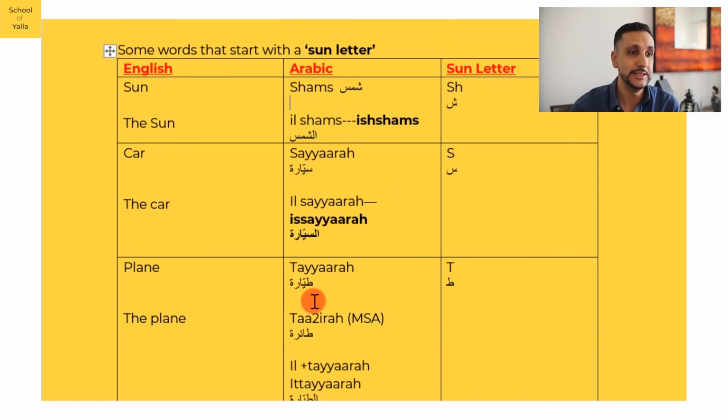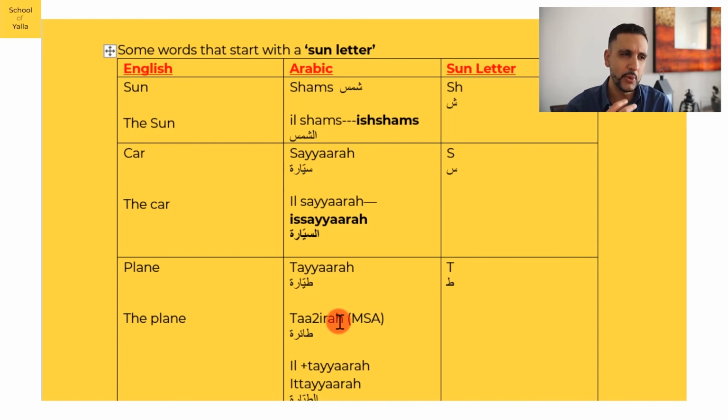Okay, and then T or heavy T in this case, ta, but also regular T, is a sun letter. So an example, tayyara, of course, in MSA, this is pronounced ta'ira. In spoken or colloquial, we'll say tayyara. And then adding the il to make it the, it-tayyara.